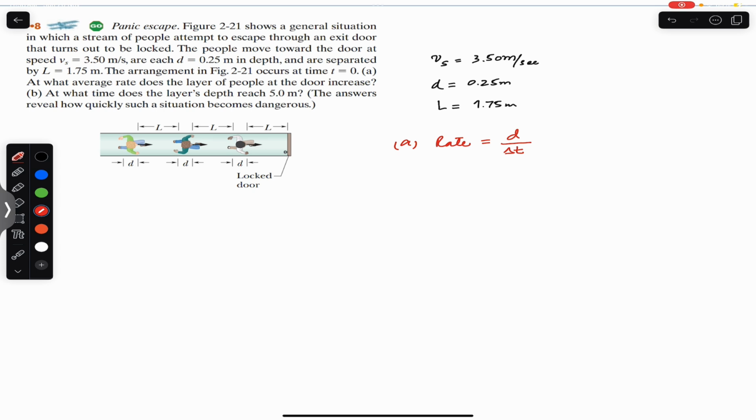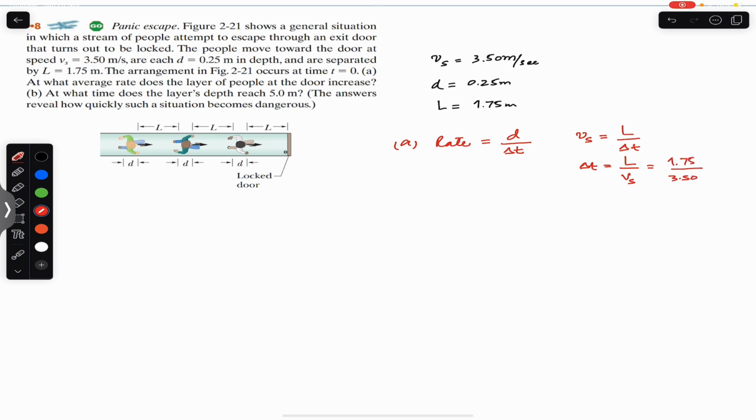And we are given Vs, the velocity of each human being. So we know that Vs, the speed, will be equal to the distance traveled. The distance traveled by each body towards the door in a given time is L divided by delta t. Let's say we are talking about this human being only, so he travels a distance L towards the door, and we are given Vs and L. So we will be able to find the time taken by this man to reach the door, that is, delta t. So delta t is equal to L divided by Vs, and now L is 1.75 and Vs is 3.50.